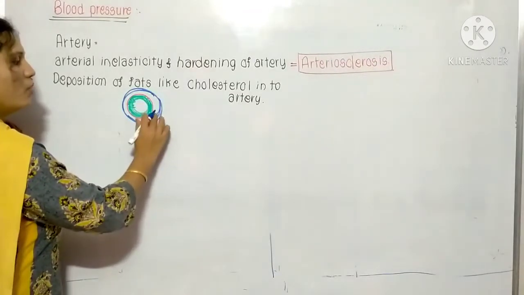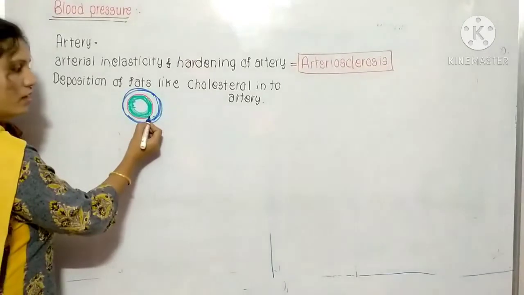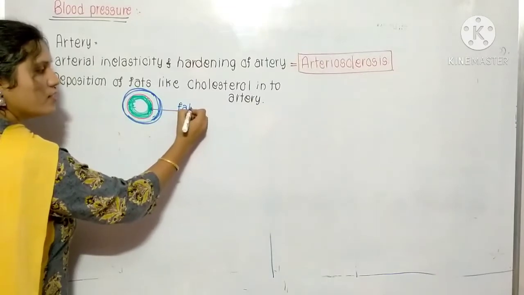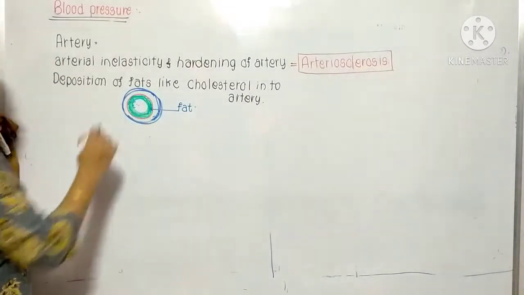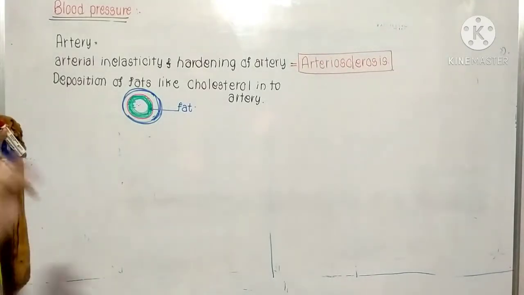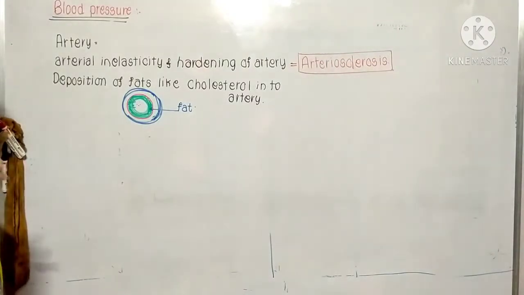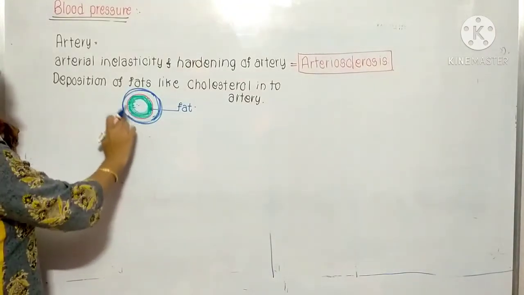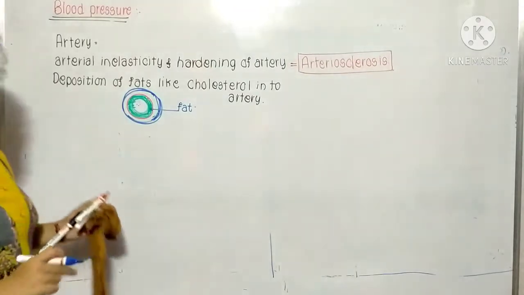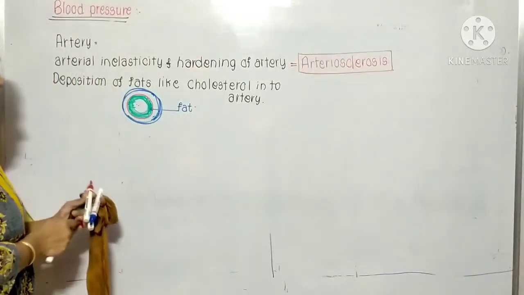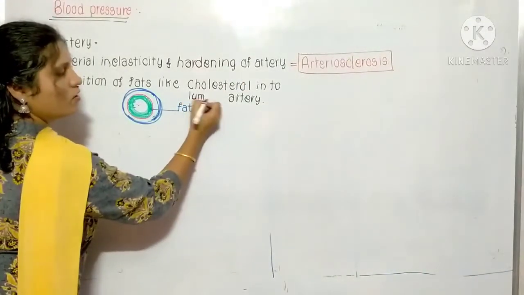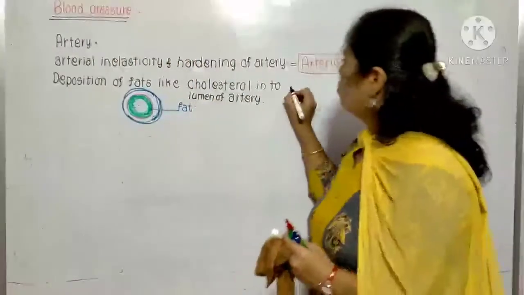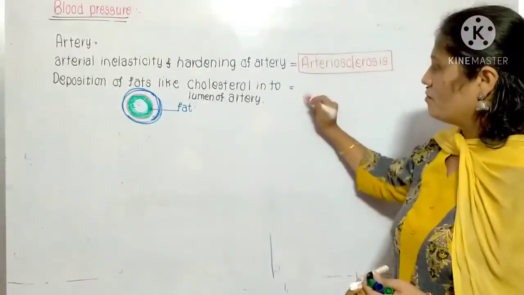Then inside the tunica externa there is the tunica media, and this is the tunica interna, and this is the lumen. Inside this lumen I have shown the deposition of fats, so there is no proper blood flowing through the arteries, and arteries are always providing blood towards the body parts. Then the body parts get less blood. So this concept, deposition of fats into the lumen of the artery, is known as atherosclerosis.